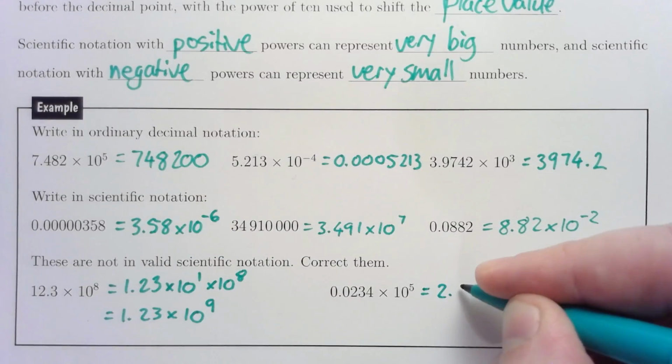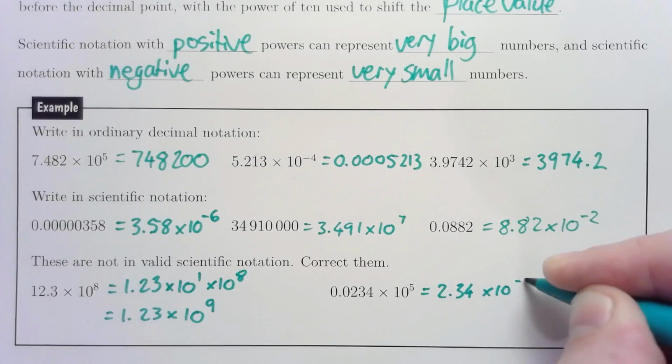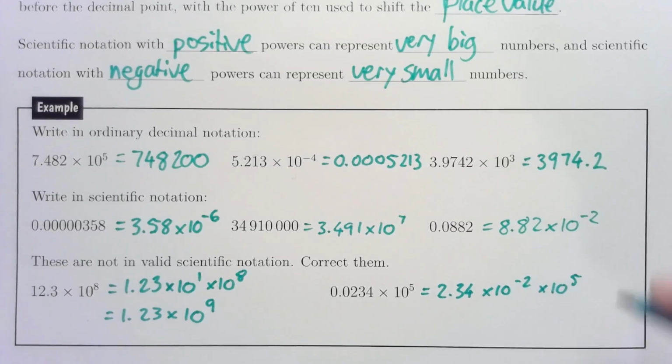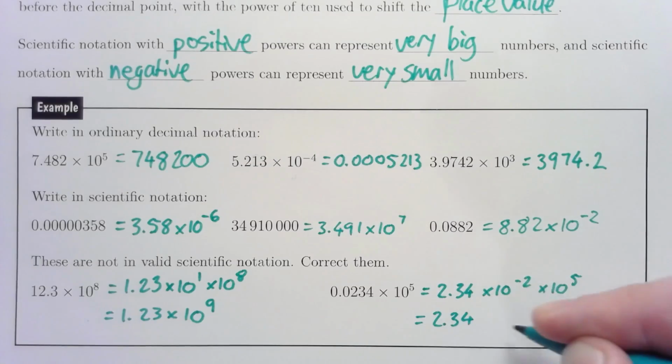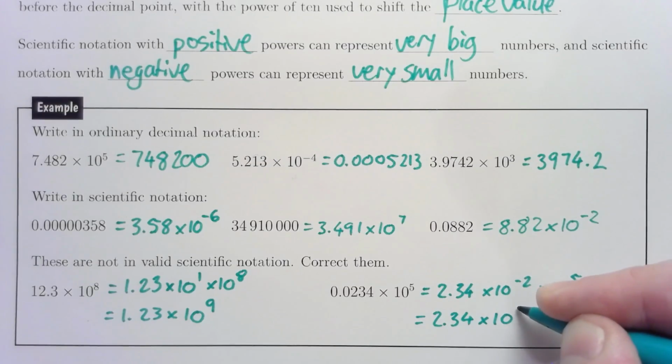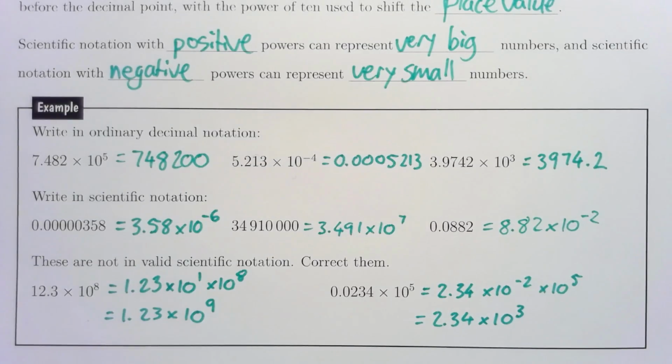0.0234 is the same as 2.34 times 10 to the power of negative 2. Multiplying that by the 10 to the power of 5 we already had, in correct scientific notation, this is 2.34 times 10 to the power of 3.